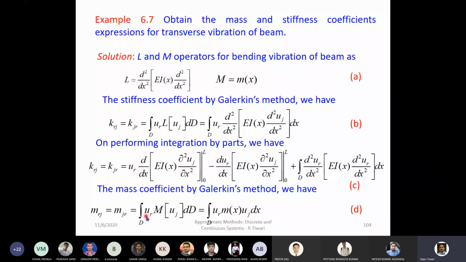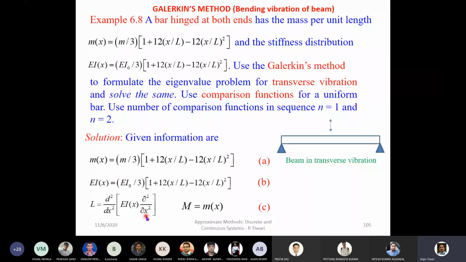So maybe I will take up another example of the same problem, how we are able to obtain the matrix and other things using this Galerkin method, and we'll compare that with the previous assumed mode method. So I have taken the same example for this also, so that we can compare the results.